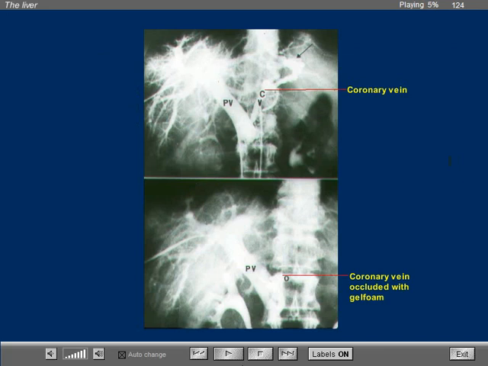This was my first case of transhepatic obliteration of the coronary vein. Note in the radiograph above the filling of the coronary vein, and below the adequate obstruction of flow into the coronary vein after the use of gel foam and Sotradecol. And these were the two agents that were utilized for this type of transhepatic obliteration of gastroesophageal varices.